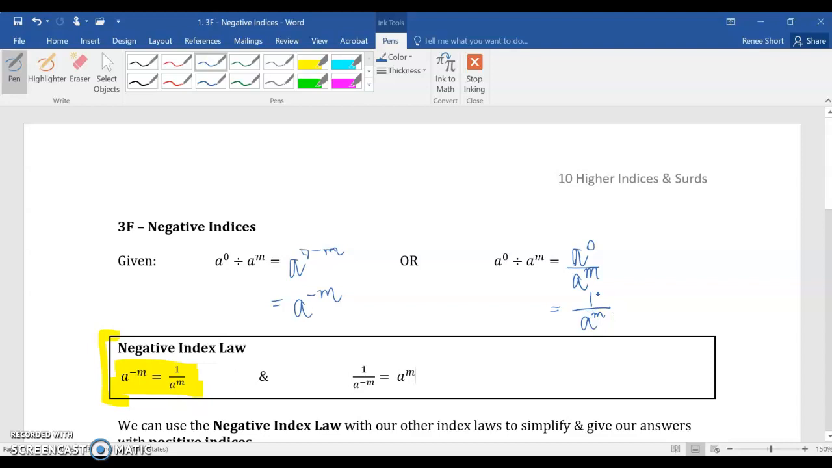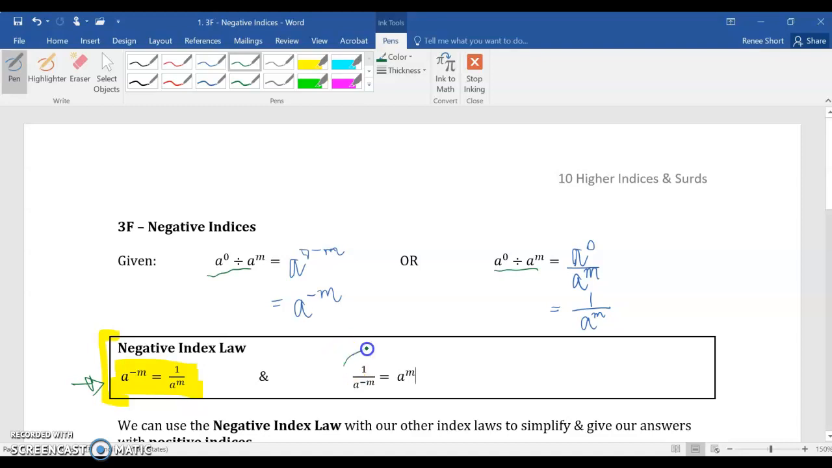So what we can see here is we have started with the same equation each time, but from solving them, we've come up with two different answers. And these answers actually are our negative index law, which we highlighted at the start. And that tells us that a to the power of negative m is equal to 1 over a to the power of m.